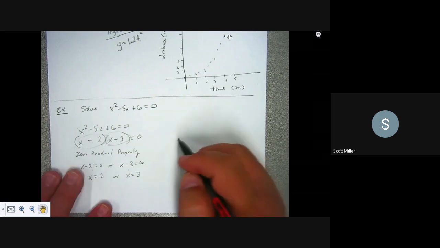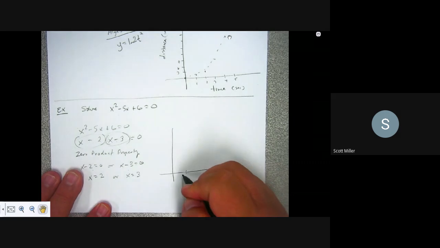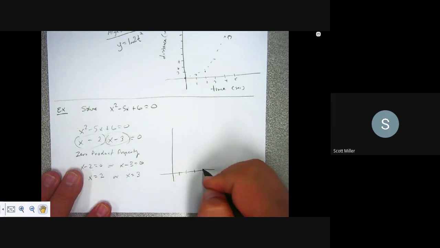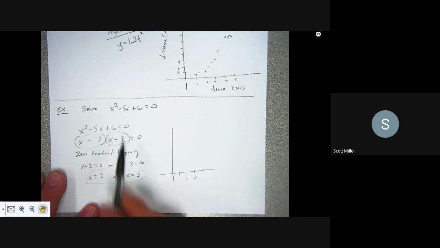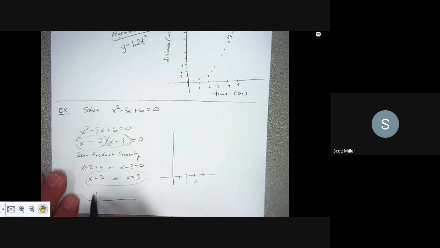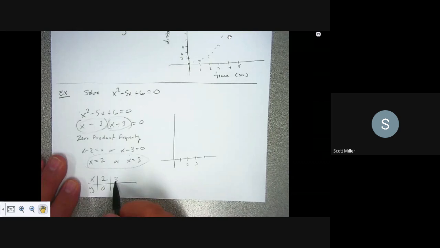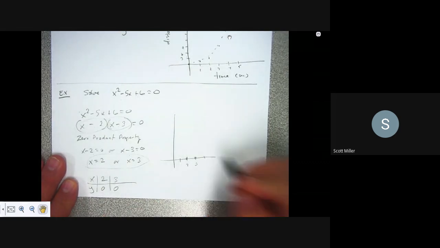In a graphical sense, and I'm going to make this fairly quick, here's 1, there's 2, there's 3, there's 4. When we said these are my solutions, these are the values of x that make this quantity 0, or this quantity 0 for that one. When I graph it in a table setting, if I plug in 2, I'm going to get 0. If I plug in 3, I'm going to get 0. So in the graph, we have those two points right there.